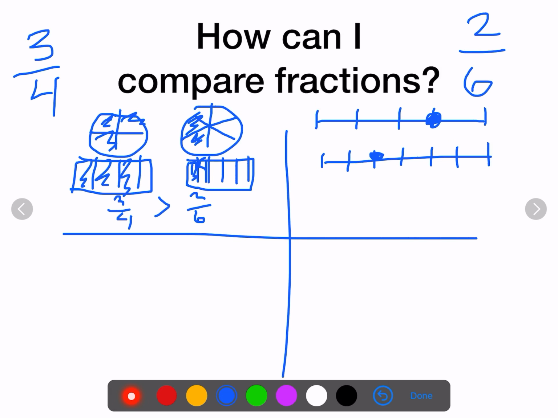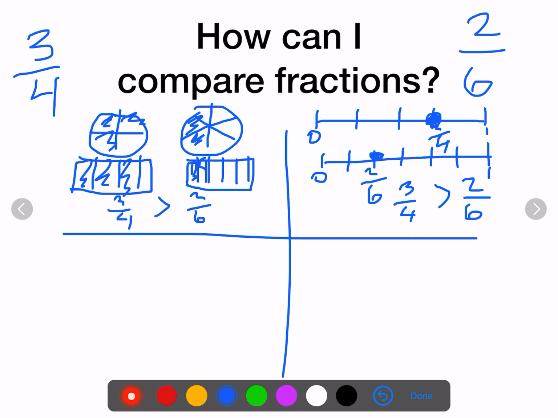Now the dot that's closer to 1, 1's over here, 0's over there, the dot that's closer to 1 is going to be the number that's greater. So when I look at this, I see that 3/4 is closer to 1 than 2/6. So again, it shows me that 3/4 is greater than 2/6. So that was by drawing a number line. That's another way that you can see which fraction is greater or see how the two fractions compare to each other.